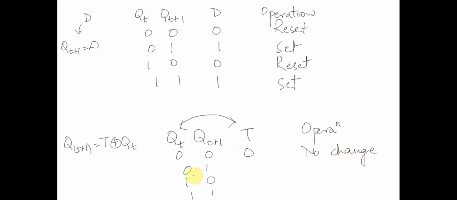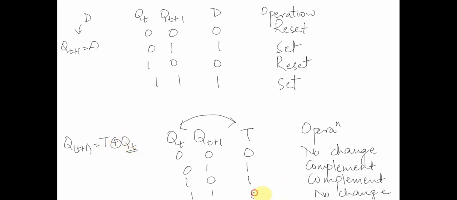Correct? If my next state has to be 1 when Qt is 0, T has to be 1. Basically, it's a complement. How about this? When Qt is 1, Qt plus 1 has to be 0. So basically, the XOR of T and Qt should give me 0. So this has to be 1 again. Again, this is a complement. Qt plus 1 is a no change operation over here. For the state to remain the same when my Qt is 1, T has to be 0. So this is the excitation table for the T flip-flop, right? I hope this is clearer.